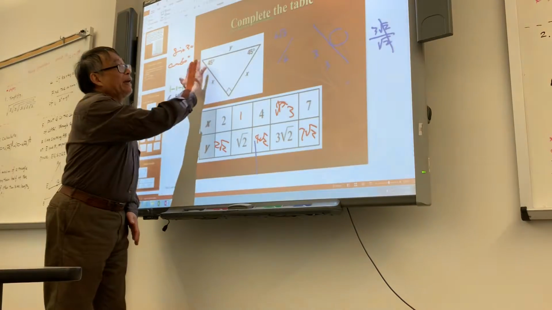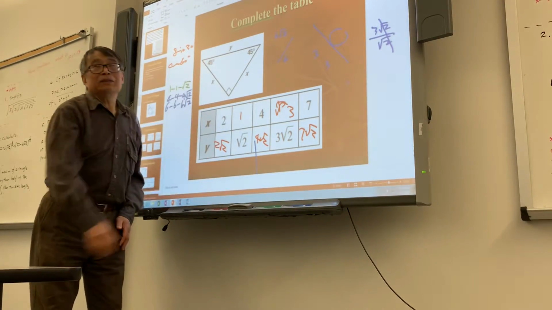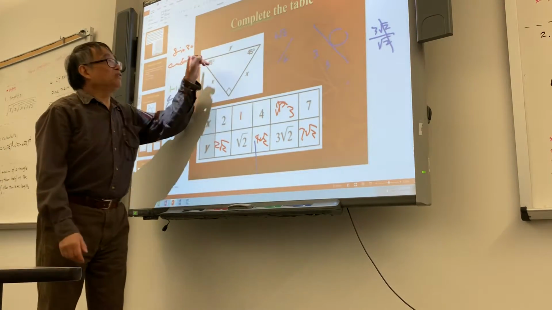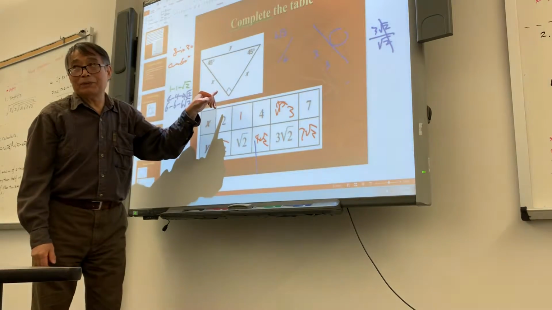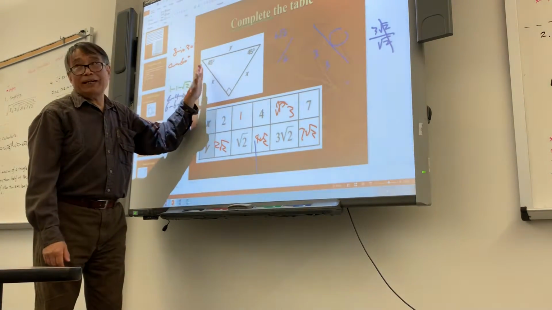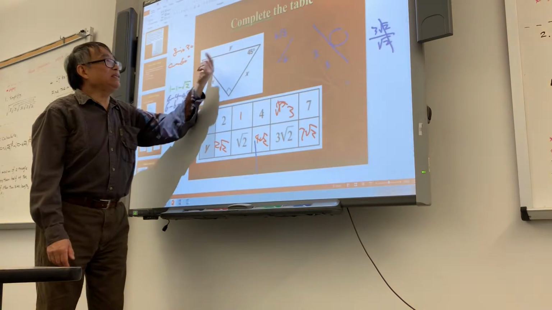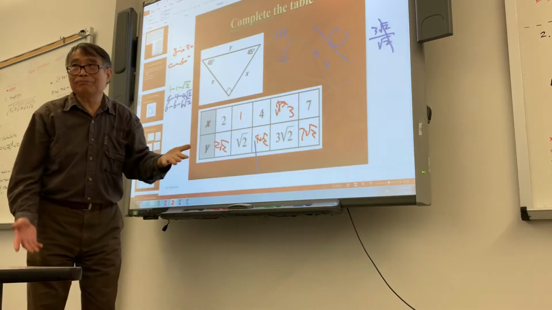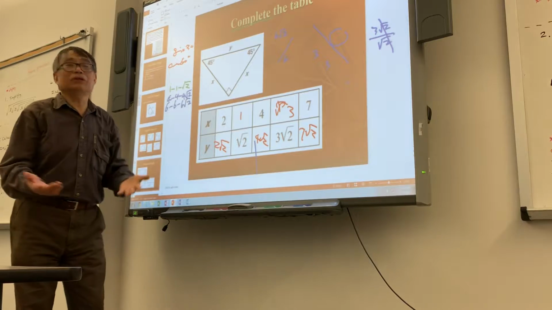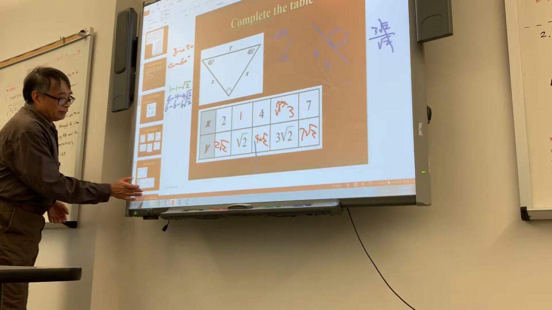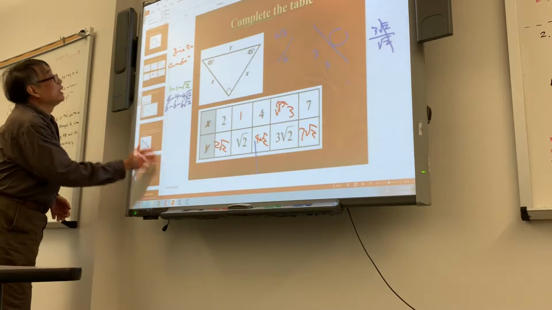Again, hypotenuse is y. Leg is x. For 45, 45, 90 degrees, x is the leg. X times square root of 2 gets y. Y divided by square root of 2 gets x. Clear? Good.